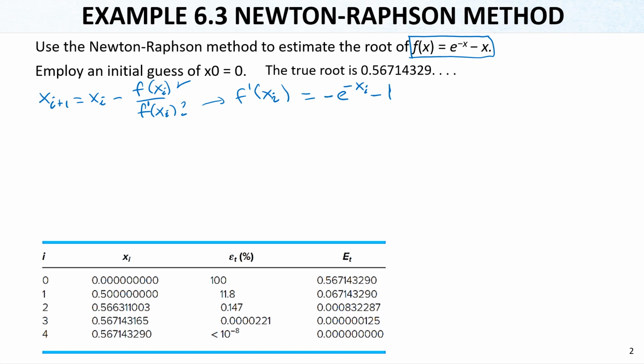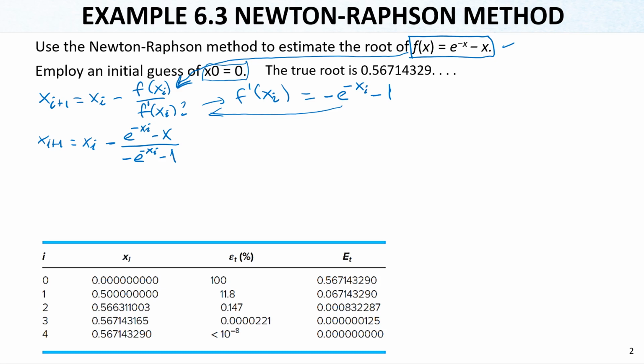Then we can simply use this here, also this here, and modify this as our Newton-Raphson formula specific to this one. So then xi plus 1 is equivalent to xi minus (e to the minus xi minus xi) divided by (minus e to the minus xi minus 1), like this. So this is our formula for Newton-Raphson. Then we can start substituting the initial guess here and start from there.